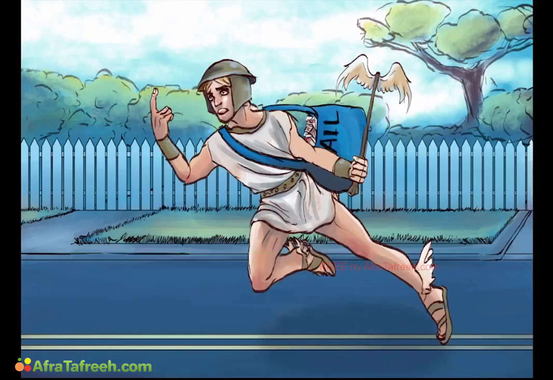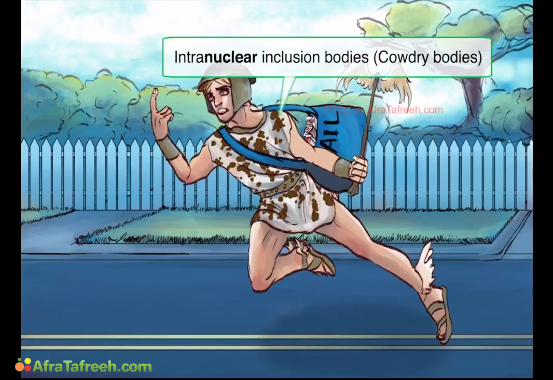So this is kind of a boring outfit, so let's spice it up a bit. We're giving him a dry cowhide, representative of Cowdry bodies. These are host cells that have these big, red, eosinophilic intranuclear inclusion bodies that look like targets. And you can see these in other herpes viruses as well, such as CMV or VZV.